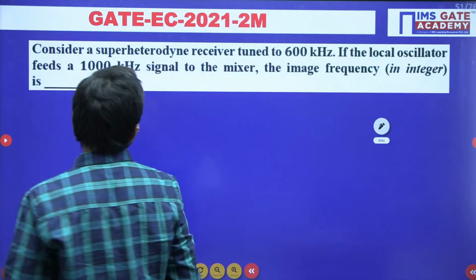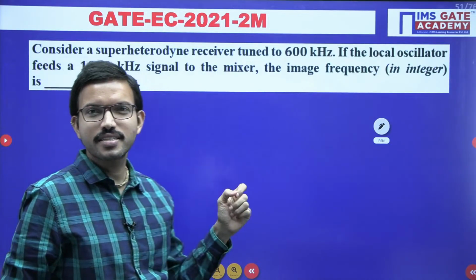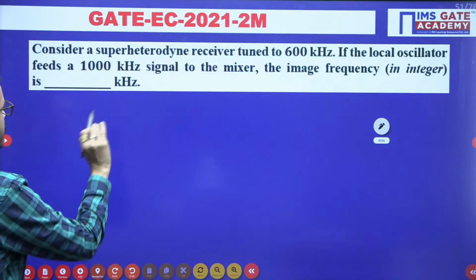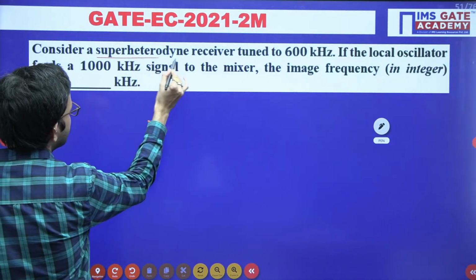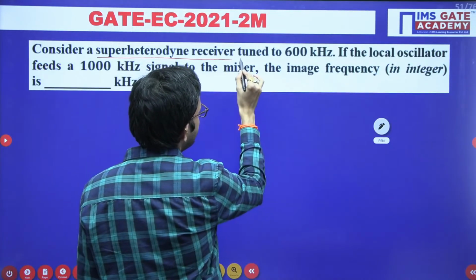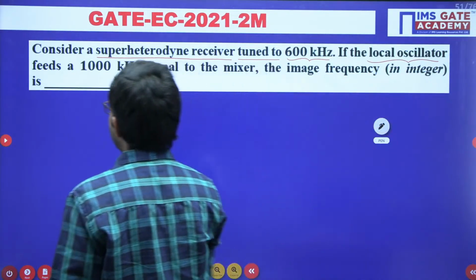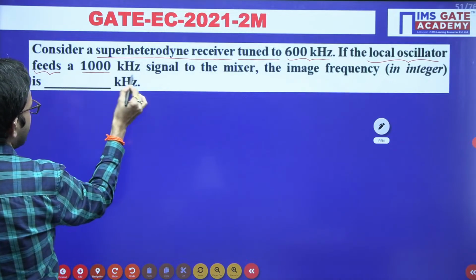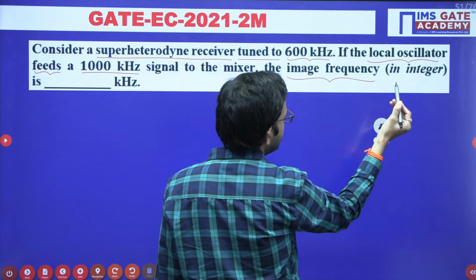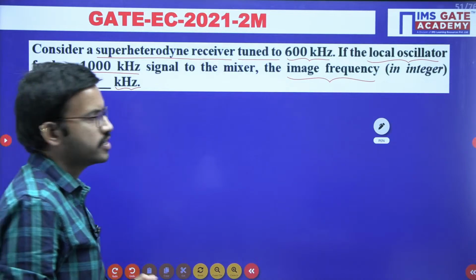In this question the weightage is 2 marks, but this is a very easy question. You can easily score 2 marks for this question. This is a direct question regarding the superheterodyne receiver. Consider a superheterodyne receiver tuned to 600 kHz. If the local oscillator feeds a 1000 kHz signal to the mixer, they are asking for the corresponding image frequency, in the order of kilohertz.